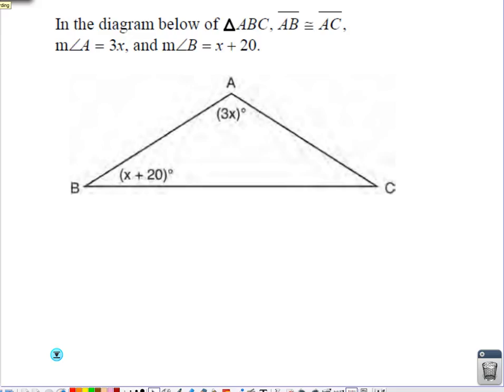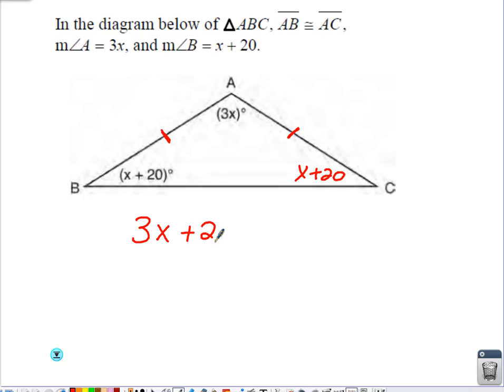In the diagram below of triangle ABC, AB and AC are the same. AB and AC. You have angles of 3x, x plus 20, and I have no idea. Anybody tell me how big this one is? Also x plus 20. Those two base angles will always be the same. Hunter, use the facts here. Use these three angles in an equation.